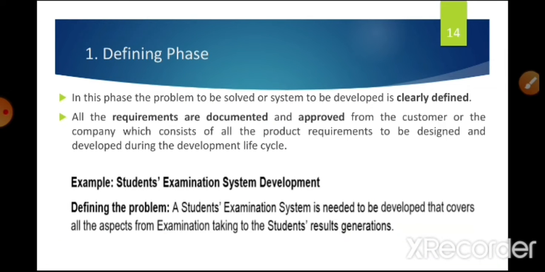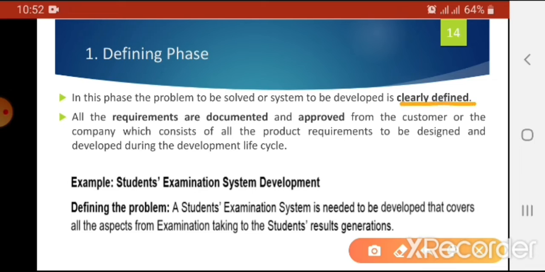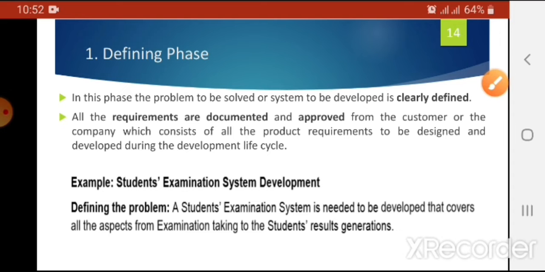Defining phase. In this phase, the problem to be solved or the system to be developed is clearly defined, which means that each and every requirement or specification of the system is clearly mentioned during this phase. You can relate the name defining with its detailed activities. Defining means we are going to document and get that document approved by the customer, that is, what the customer requirements are that are to be designed and implemented into a particular system.